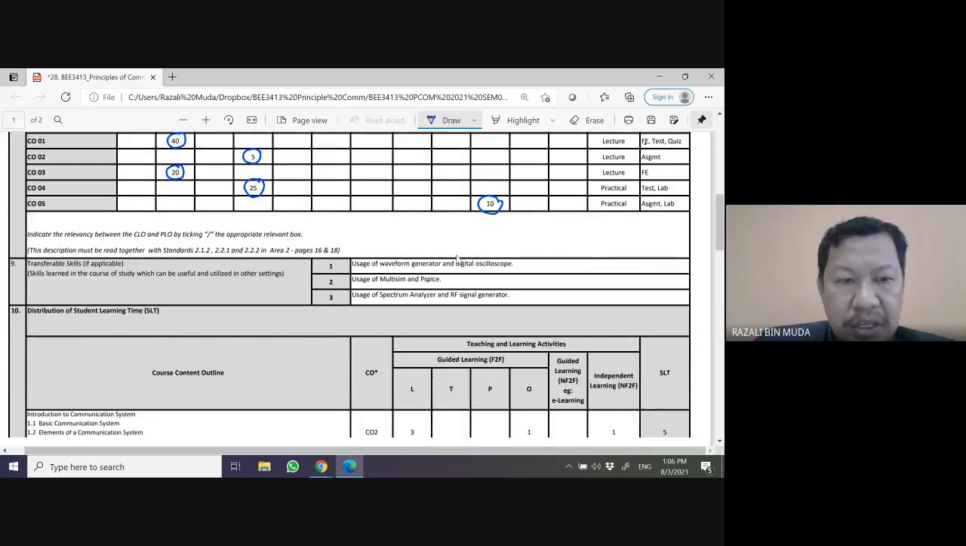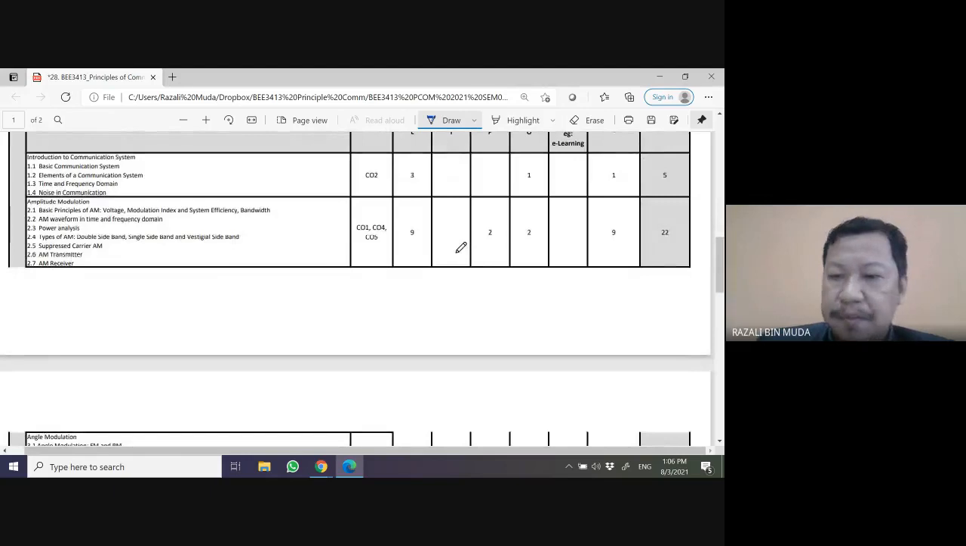Okay, so let's see the content of the course. So basically this course consists of 5 chapters. This is chapter 1, the introduction to communication systems. So it will cover 4 subtopics, which are basic communication system, elements of communication systems, time and frequency domain, and also noise in communication system. That is chapter 1. The second chapter is about amplitude modulation, AM.